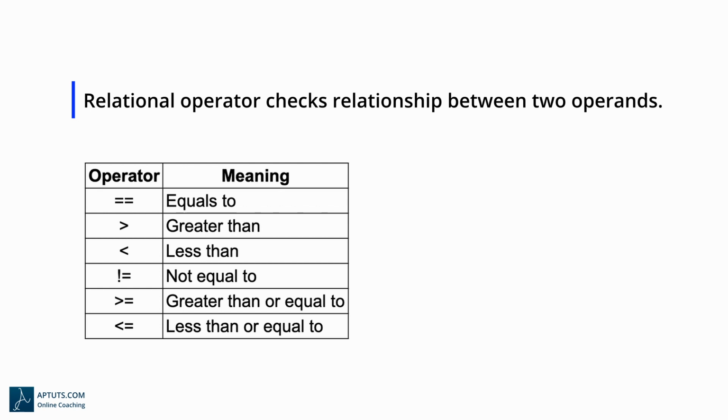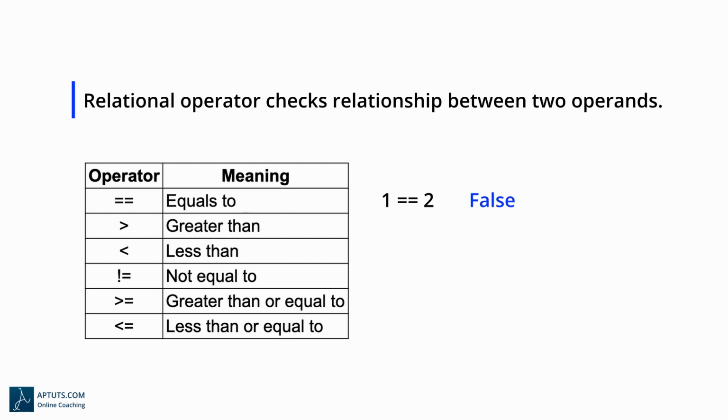These are the list of different relational operators available in C++. If the relation is true, it returns Boolean value true, else it returns Boolean value false. Here is an example of equals to relational operator with two equal to signs. It checks if 1 is equal to 2. If yes, it returns value true. If no, it returns value false. In this example, since 1 is not equal to 2, this expression will return value false.